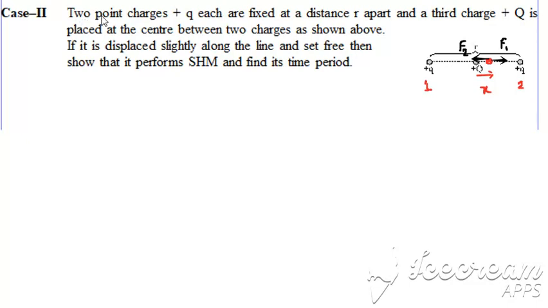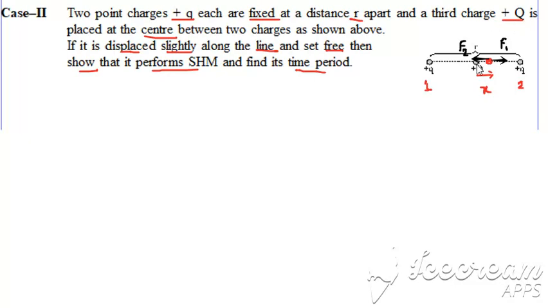It says there are 2 point charges, each of plus q value, so they are identical and they are fixed. Let's say there's a first charge q1 and another charge q2. Both are fixed at a separation r. Then there is a third charge, plus Q, at the center initially, and this charge is slightly displaced along the line, and then set free. We need to prove that it is going to perform SHM, and find the time period.